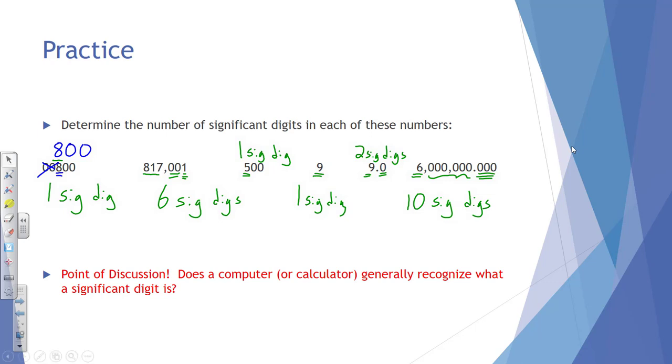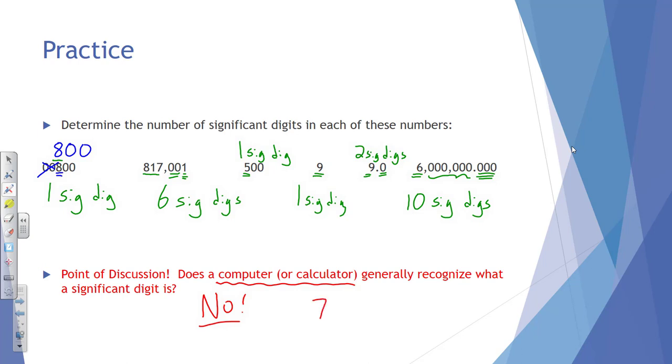Now this brings up the next question. When you look at a calculator or a computer, do they generally consider zeros to be significant digits? In other words, does a computer or calculator generally recognize what a significant digit is? The answer is no. Every zero in a calculator or a computer is always assumed to be a significant digit.